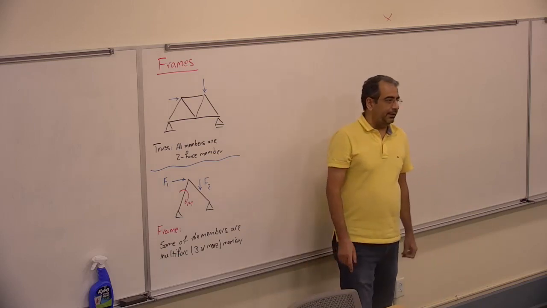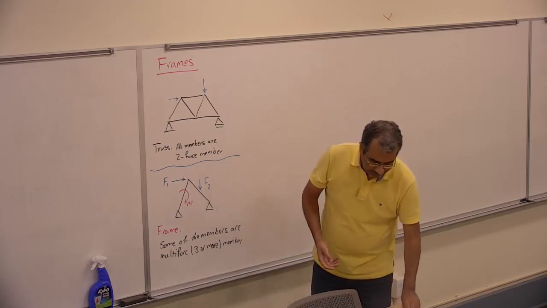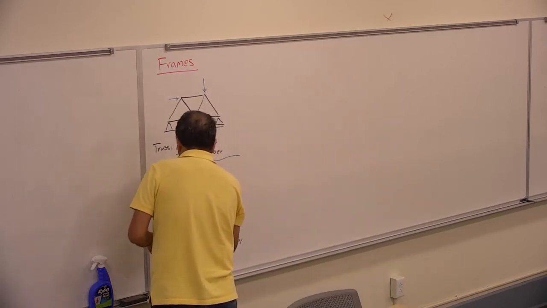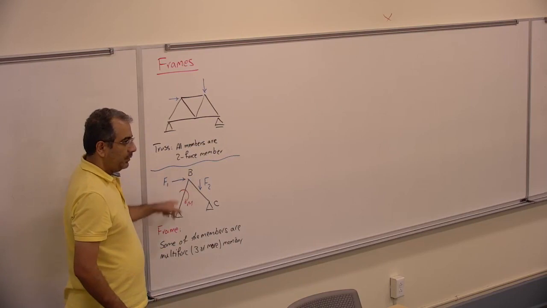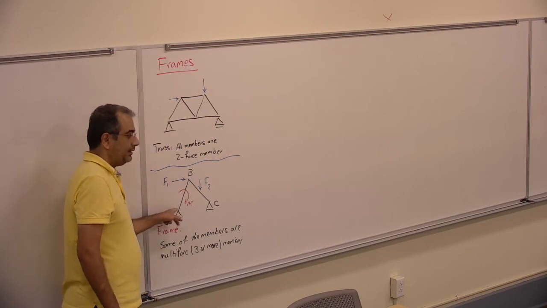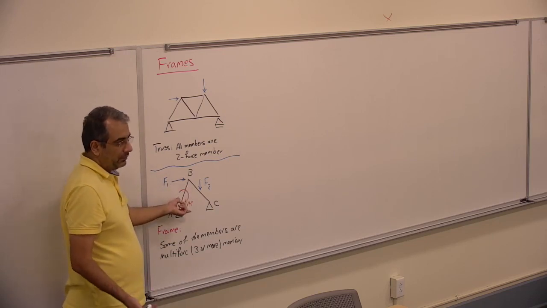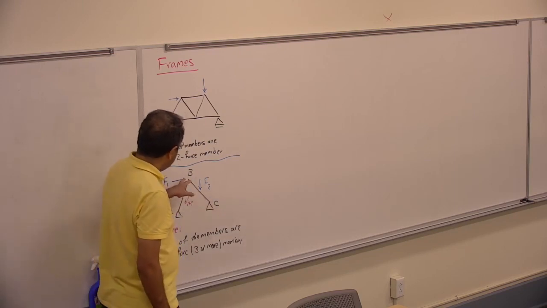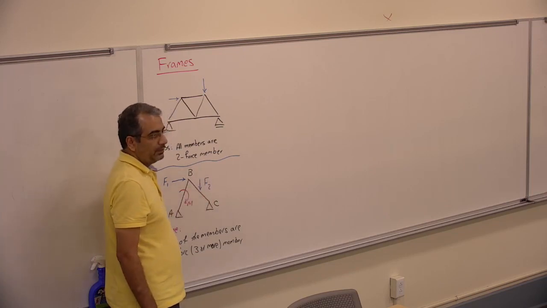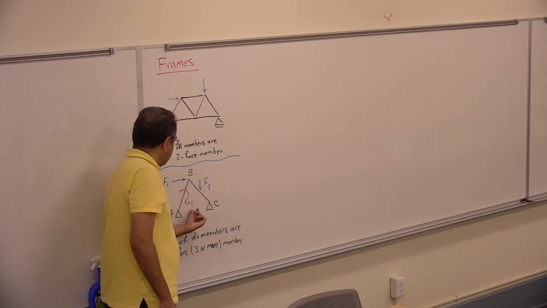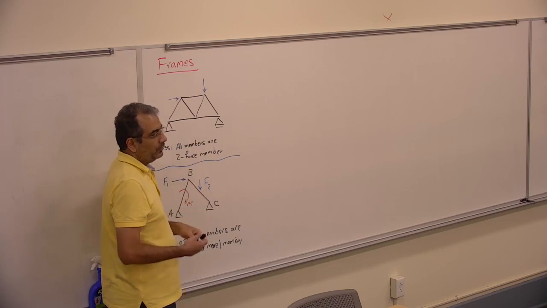So for example, here, if you look at each of these two, let's call it ABC. If you look at AB, there's a reaction force at A, there's some external force at B, and some moment in the middle. The same here, if I look at BC, there's a force at B, there's a reaction at C, and there's a force somewhere on the member. These are frames, so these are not like the truss, so these are not two-force members anymore. So this is what we call the frame.